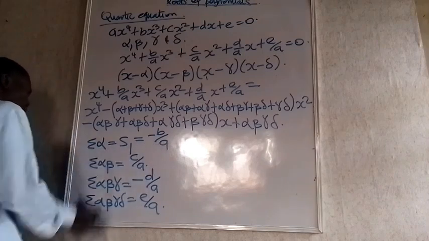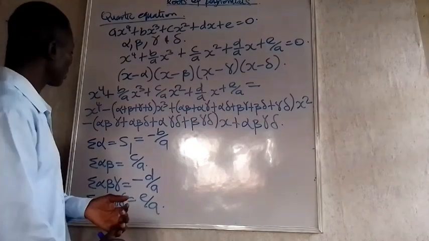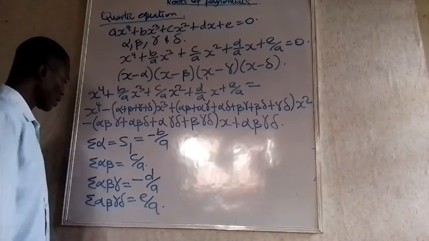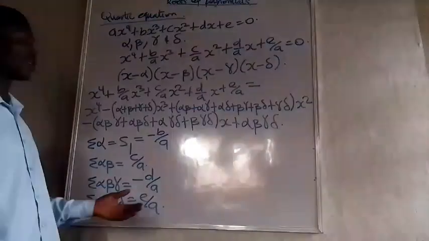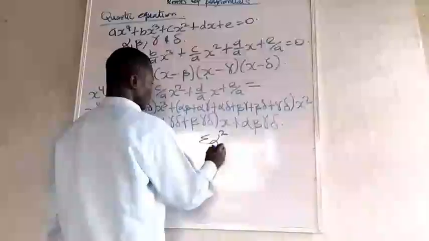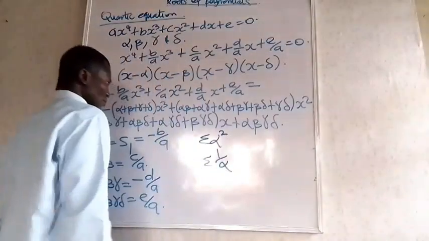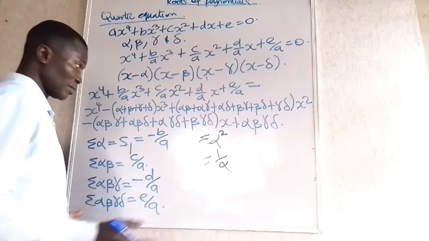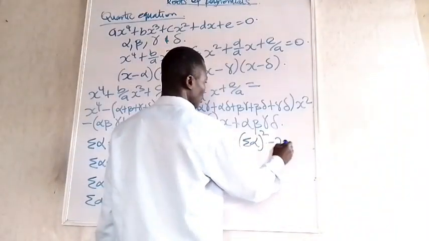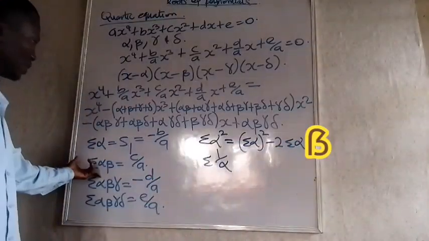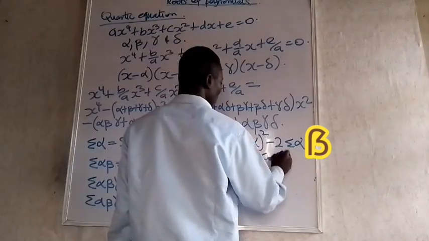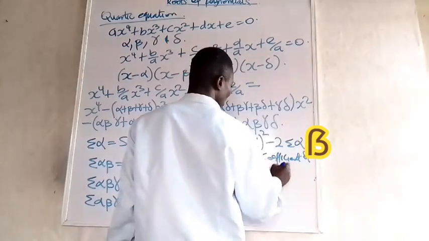Now from this, you have already known S1 or summation alpha. We can also get summation alpha squared from this if we work through the expansion. We can also get summation 1 over alpha. What I mean is we can get summation alpha squared, summation 1 over alpha, and then we can get summation alpha cubed easily. This one has been shown to be summation alpha all squared minus 2 summation alpha beta. This one is shown to be minus coefficient of x over constant.